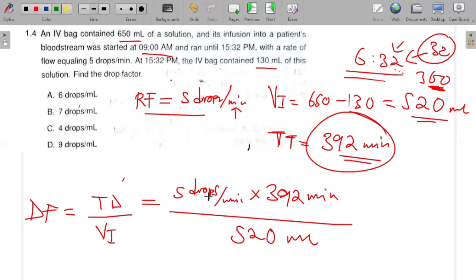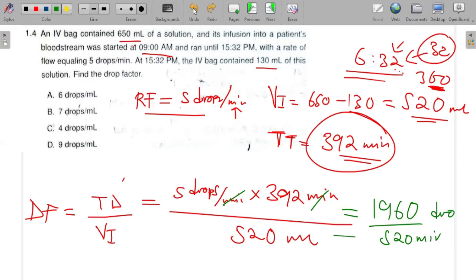So we see here that some units are going to cancel, the minutes and the minutes will cancel, so I only remain with drops on top. So I have 5 multiplied by 392 drops. Okay, so that gives me 1,960, and then divided by 520. So this is in drops, and this is in milliliters. Sorry for that. So this is milliliters like this. This is drops. And then this is also milliliters. Okay, so let's divide those two numbers.